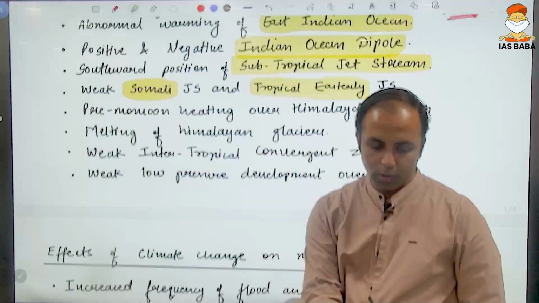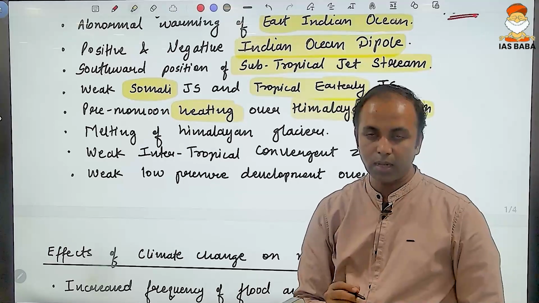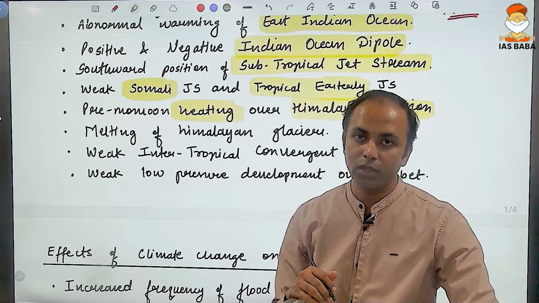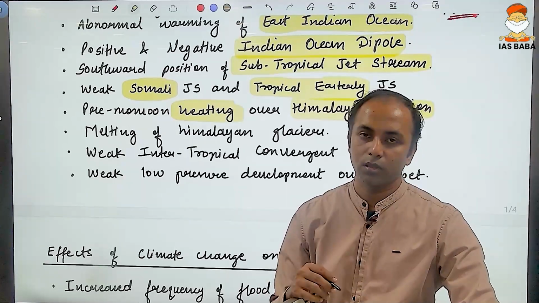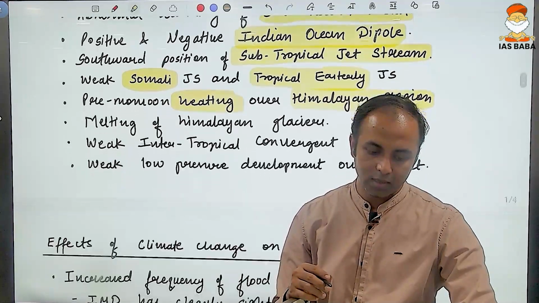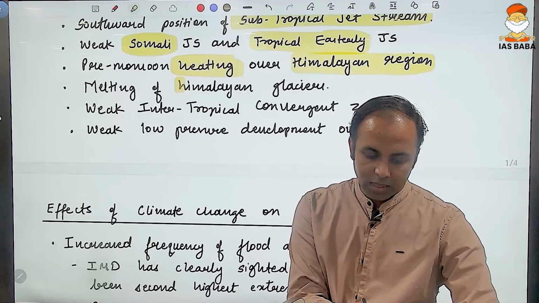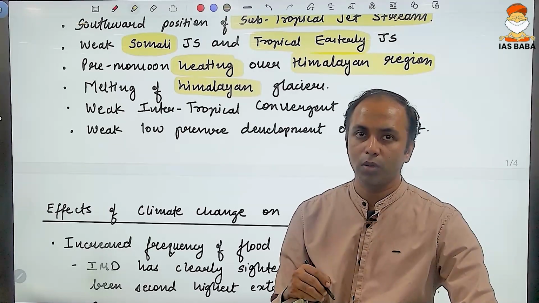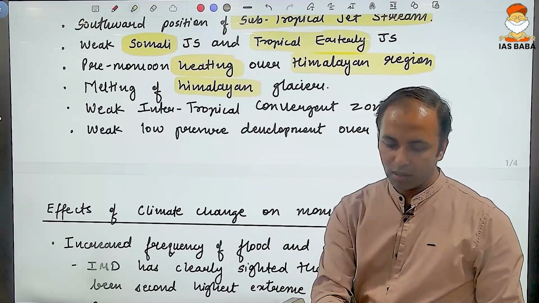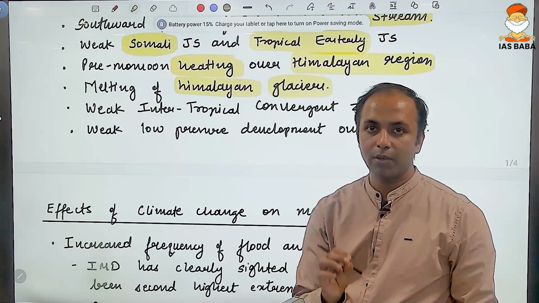Then pre-monsoon heating of the Himalayan region. Because of that, what happens is the pre-monsoon heating causes convective rainfall, and that may lead to the development of higher pressure, and high pressure is going to act negatively in the sense of the monsoon. The Himalayan glaciers melting because of global warming also have an impact, because glaciers are very important. Okay, important in influencing the climate of the region.